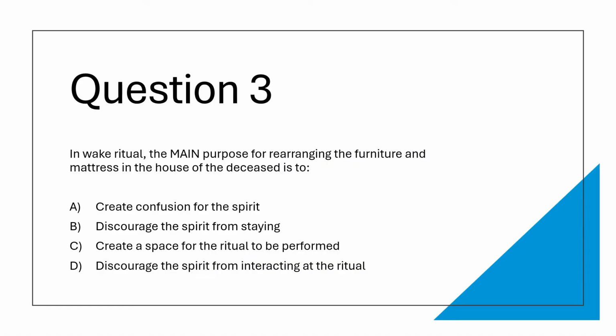Question 3 says, in a wake ritual, the main purpose of rearranging the furniture and the mattress in the house of the deceased is to, notice it says the main purpose. So let us look at all the options. A, you want to create confusion for the spirit. B, to discourage the spirit from staying. C, create a space for the ritual to be performed. And D, discourage the spirit from interacting in the ritual or at the ritual.